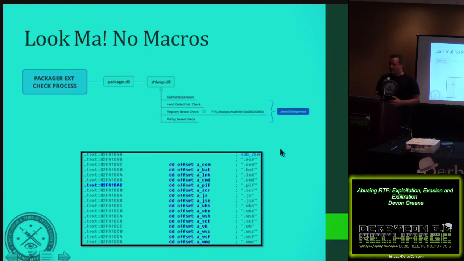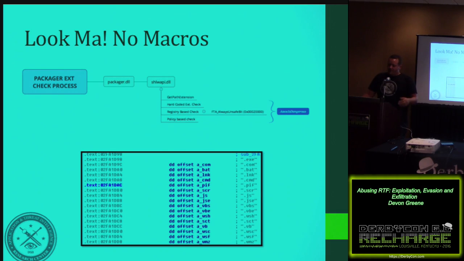The packager DLL will actually call the ShellExecute W API to run a series of checks. Those checks are to first get the path extension, because it doesn't care what you name it. It just wants to know, based on this extension, is this a risk? And there are a lot of hard-coded checks that it goes through. As I went through these, and as you can see here, this is from IDA, here is the hard-coded list of things that it checks for. I didn't see certain things like PowerShell and Python, other kinds of scripting languages.